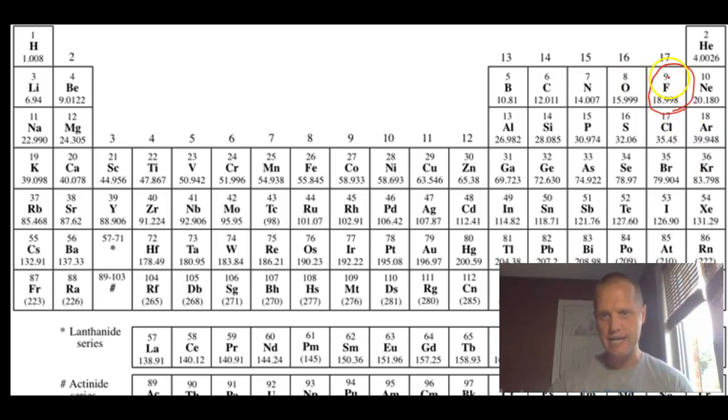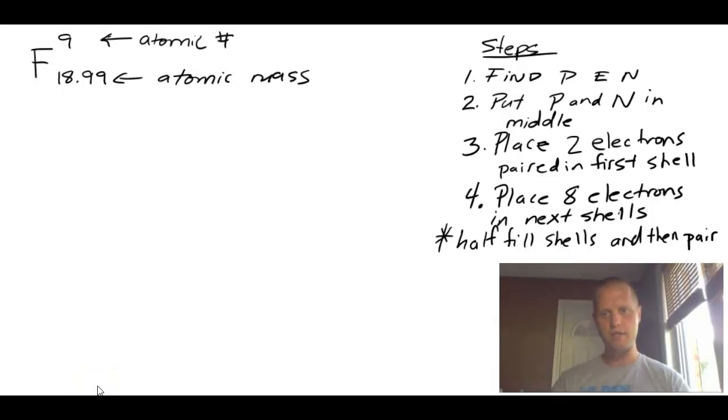It has 9 and 18.998. And this is in group 7, so it's got VII. And we're going to learn that it means something special about the amount of valence electrons it has. Now, you don't know what valence electrons are, but you're going to learn very shortly. Okay, so I've summarized how to do a Bohr Rutherford right above me. The steps are right here.